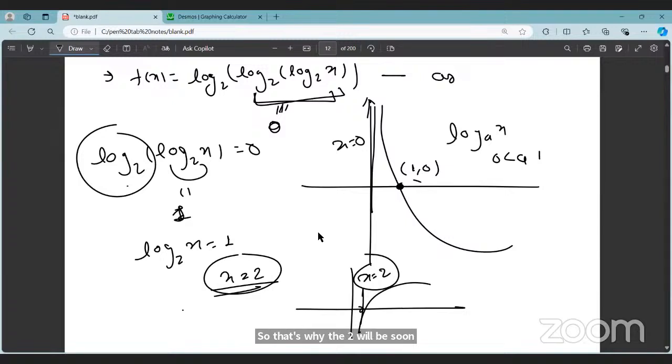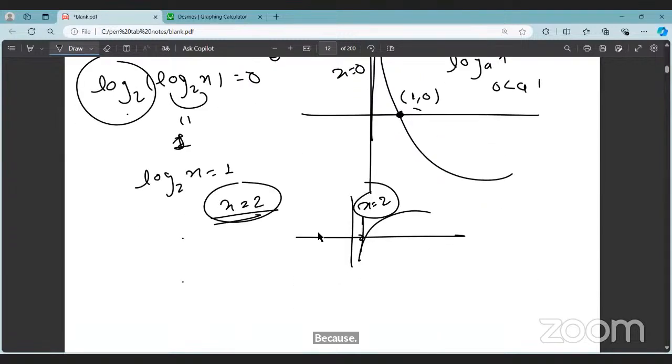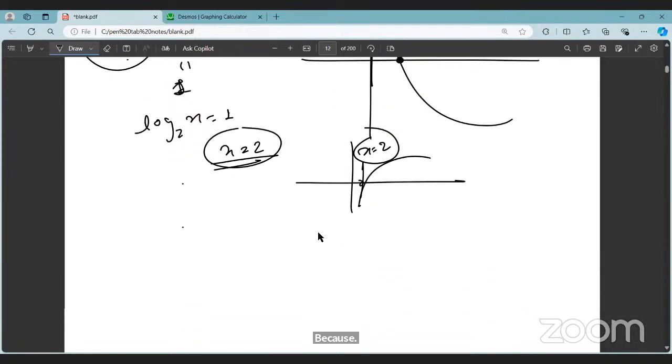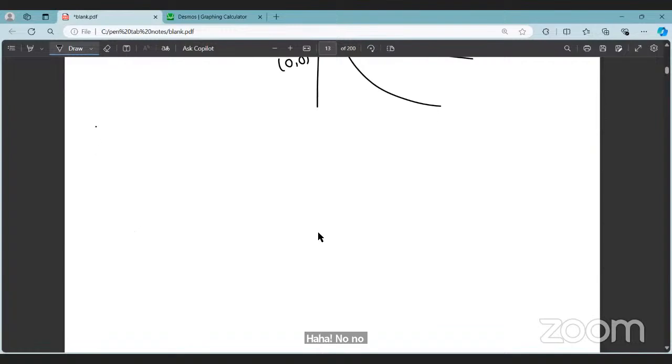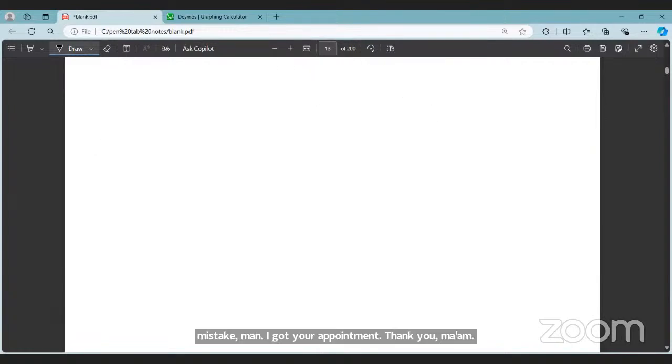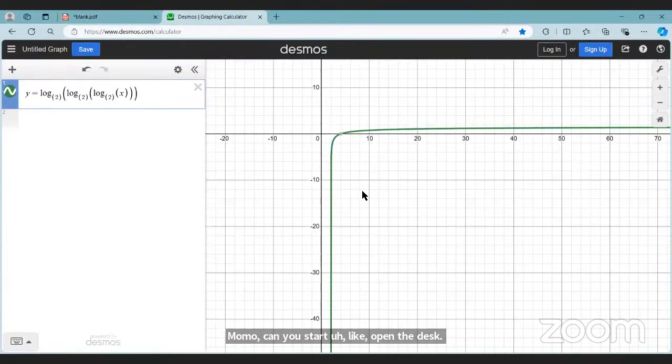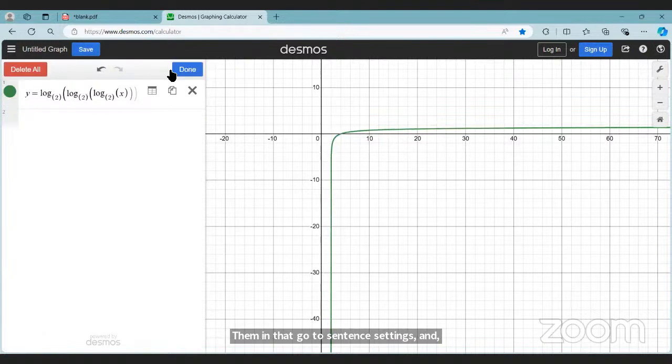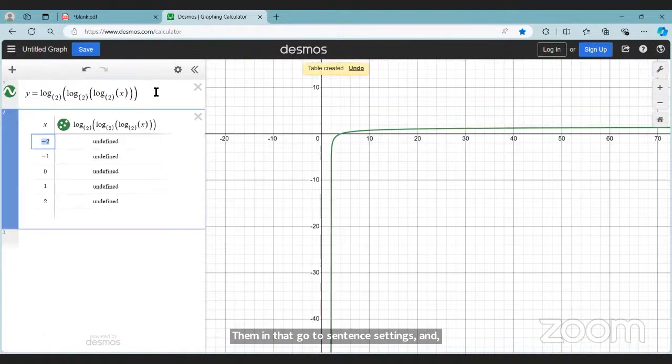Okay, got it, ma'am. Actually, I got confused with the diagram. I thought this diagram was for log of log x. My mistake, ma'am. I got your point. Thank you, ma'am. Ma'am, can you open Desmos? Yeah, sure. Ma'am, go to settings and output values. The table one. Yeah. So it's showing so many undefined values.